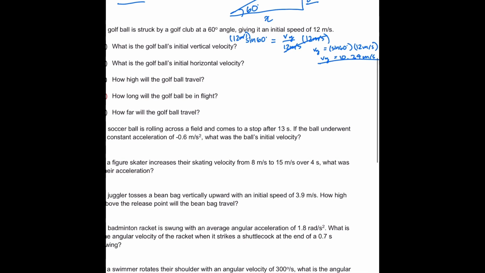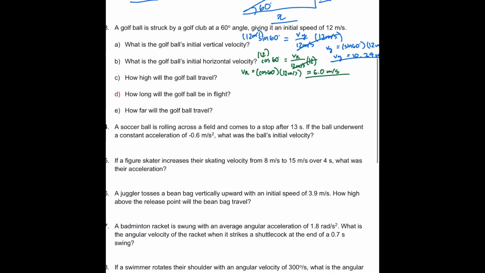Fairly simple. And then you would just use the same components for part B. In this case, we're looking for the initial horizontal velocity, so we're looking for this side here. In regards to the angle, we're going to be using cosine, since we are looking for the adjacent side, and we're already given the hypotenuse. So cosine of 60 is equal to v of x over 12 meters per second. Same thing, you multiply both sides by 12, these cancel out, so v of x is equal to cosine 60 times 12 meters per second, which gives us an answer of 6.0 meters per second. So that's how you answer part A and part B.